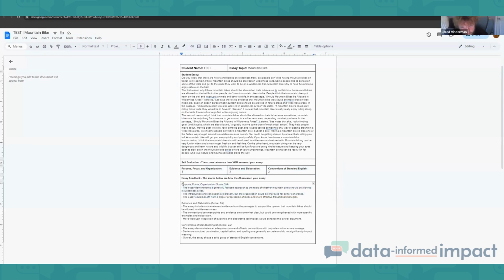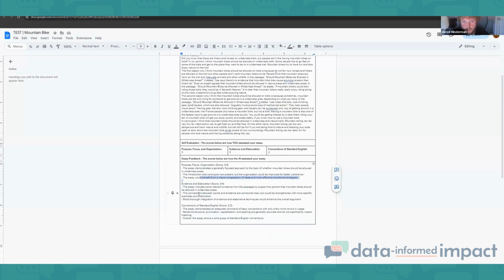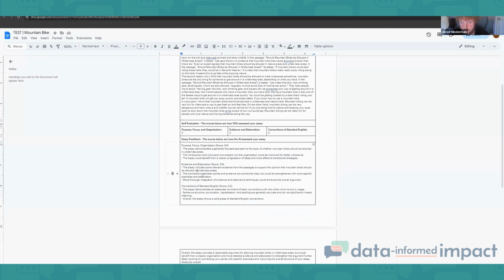So it would say the student scored a 3 out of 4. The essay demonstrates a generally focused approach to the topic. Introduction and conclusion are present, but the organization could be improved for better coherence. The essay could benefit from a clearer progression of ideas. Then, a 3 out of 4 on evidence and elaboration. The essay includes some relevant evidence from the passage. The connection between points and evidence is somewhat clear. And then, conventions of standard English, 2 out of 2. The essay demonstrates an adequate command. Overall, the essay shows a solid grasp of English conventions.